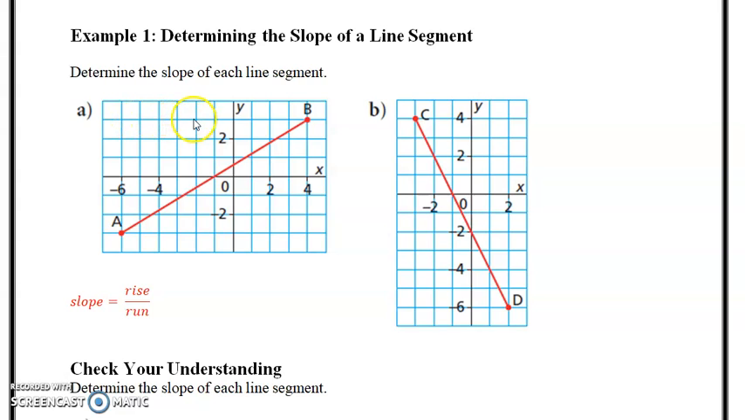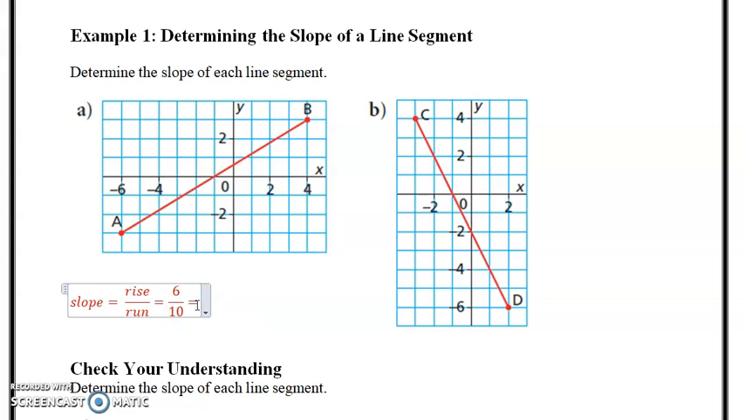1, 2, 3, 4, 5, 6, 7, 8, 9, 10. And there we are. So the rise and the run. So to answer that again, it's going to be equal to a rise of 6 over a run of 10.